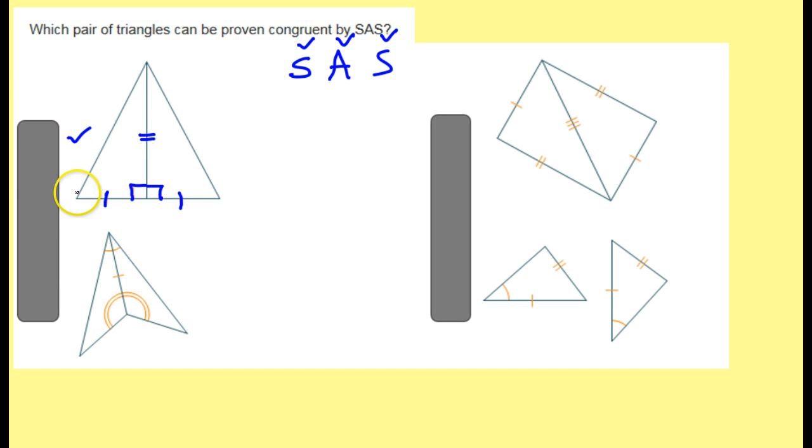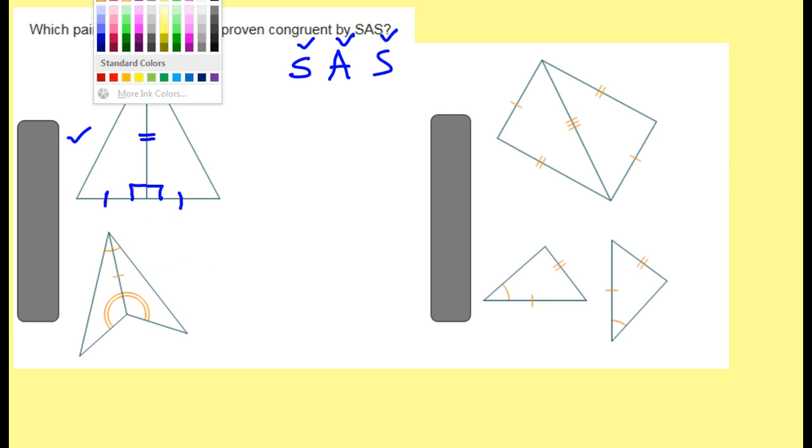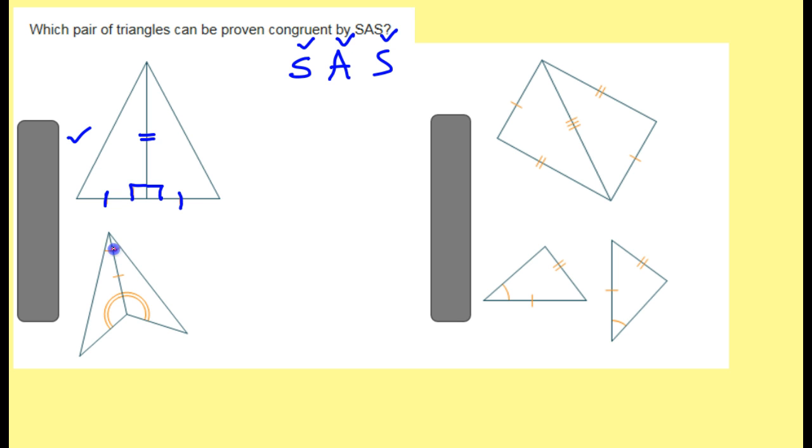Now if this is multiple choice, then that has to be the right answer. The rest of these are going to be wrong. But let's take a look anyway. On the next picture, we have an angle, a side, and an angle. So this would be angle, side, angle, not side, angle, side. We have two angles and a side. So that's definitely not going to be it.